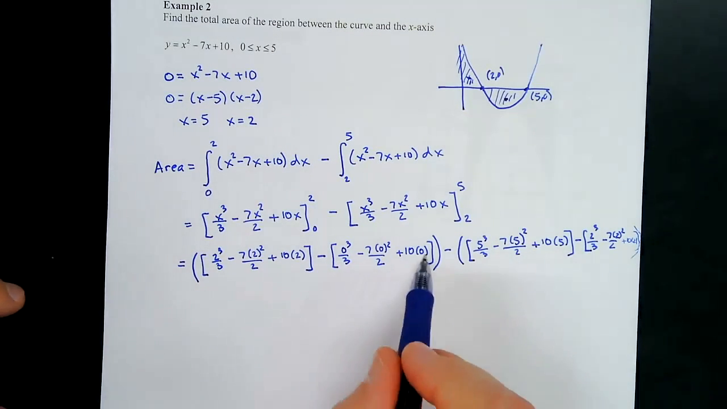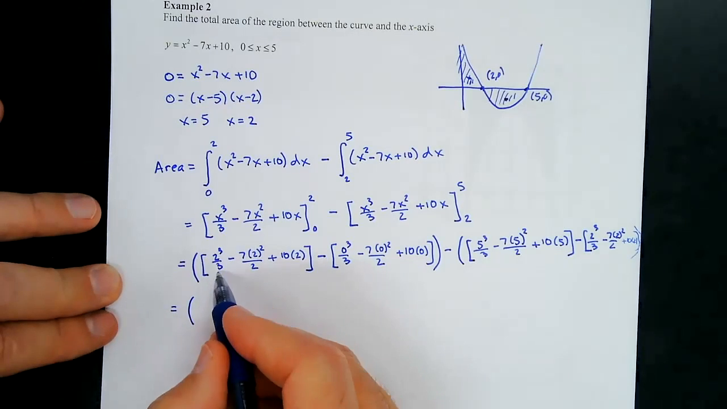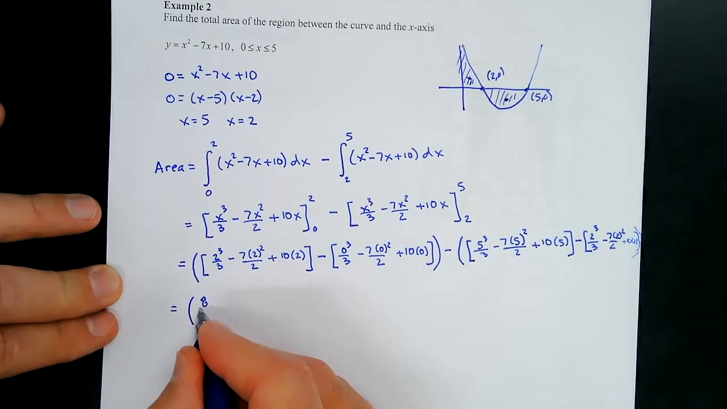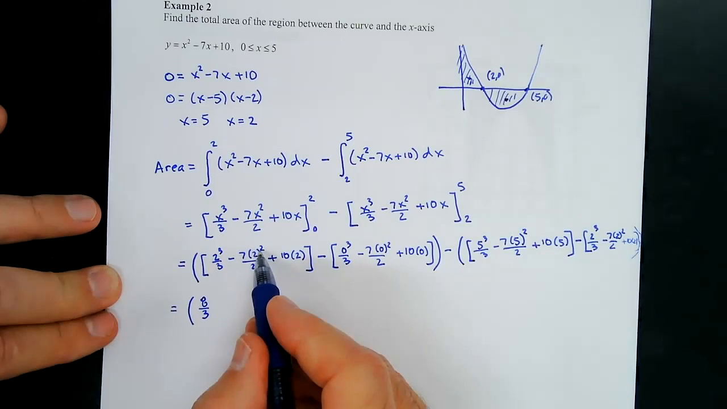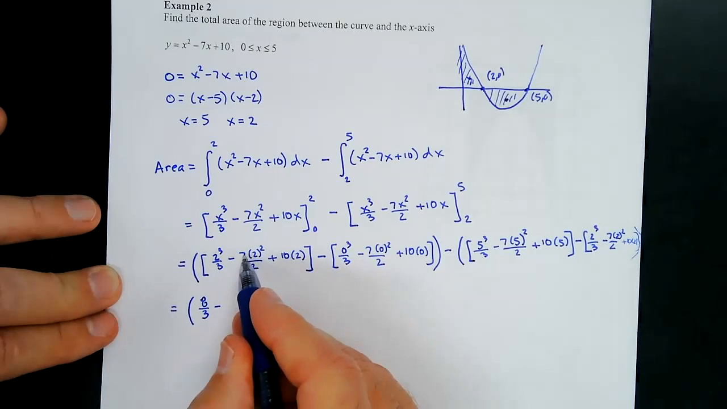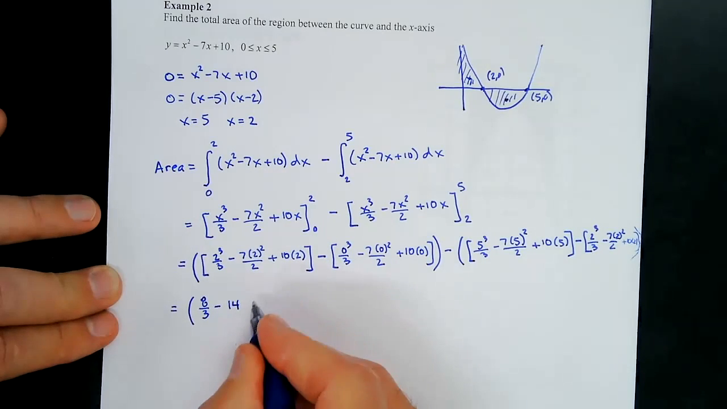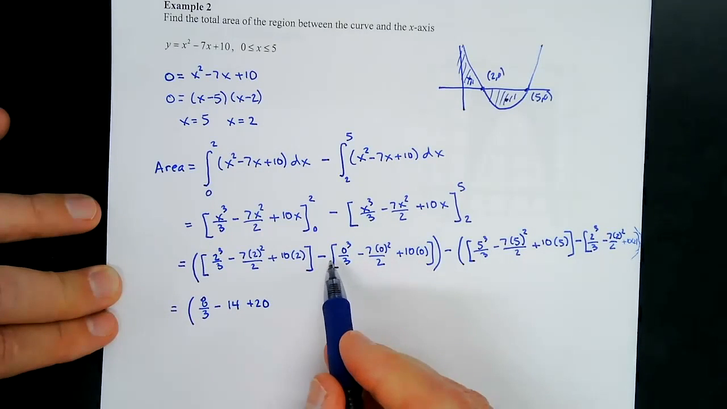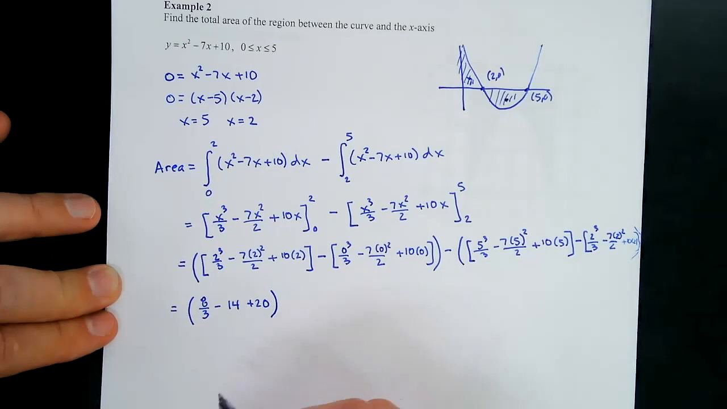This is all going to be 0 right here. So I'm going to have a parenthesis here. This would be 8/3. This is 2 squared, which is 4 times 7 is 28, divided by 2 is 14. So minus 14 plus the 20. And then this is going to be minus, and all of this is going to be 0, so I don't need to write it. So we can just end that there.